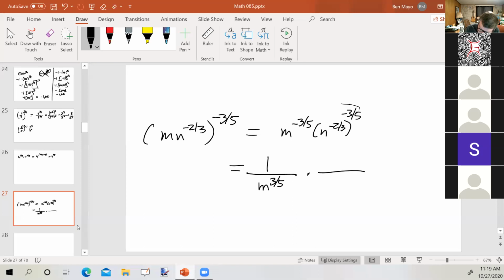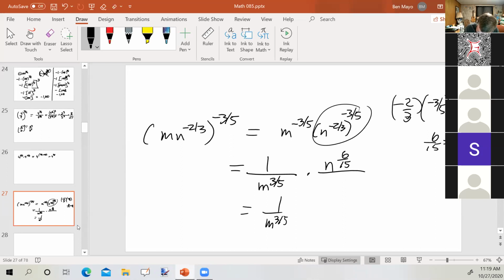Okay. Here, a power raised to a power, you multiply the exponents. So you'd get n to the 6/15 power, because negative 2/3 times negative 3/5 would be 6/15. Negative times negative is positive. Oh, but could I reduce 6/15? Sure. That would be 2/5. So this is 1 over m to the 3/5 times n to the 2/5 over 1. If I multiply that together, my final answer is n to the 2/5 over m to the 3/5. So this is where Math 50 meets Math 85. That is, we're adding and multiplying and subtracting fractions as the exponents. Okay.